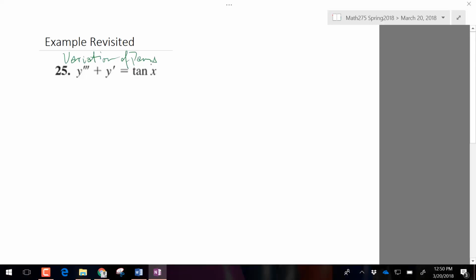So let's say variation of parameters. And then the first thing we need to do is solve the homogeneous version of this. So I think that's where we started. So we have y triple prime plus y prime is equal to 0. And then you find your auxiliary equation, m cubed plus m is equal to 0. And then if you factor out an m, we're going to get m is equal to 0 as a solution.